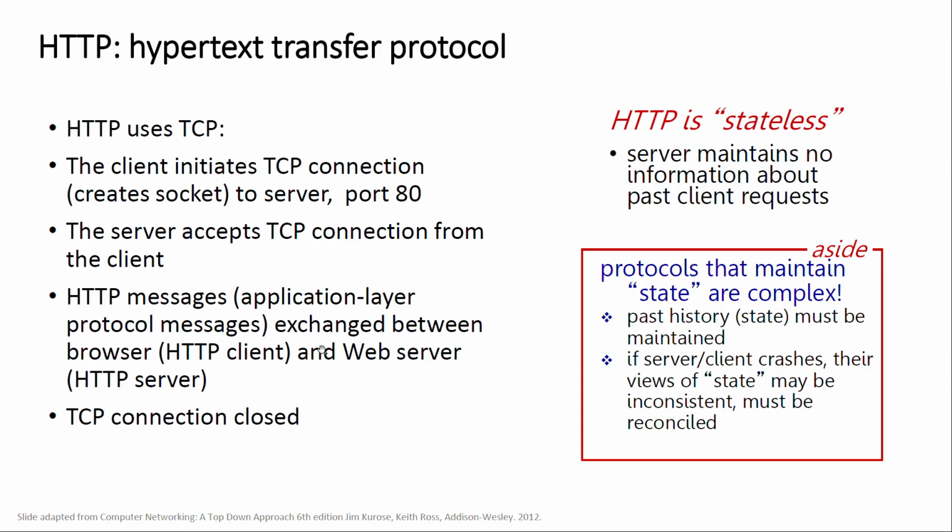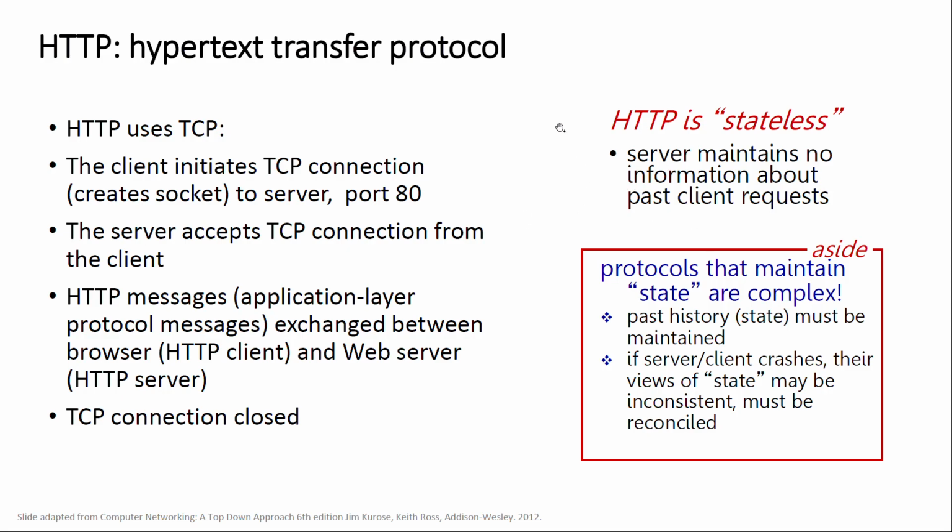We already said that HTTP uses TCP. The client initiates a TCP connection, so it creates a socket to the server, and for HTTP the default port is 80. The server accepts the TCP connection from the client. Then HTTP messages, the application layer protocol messages, are exchanged between the browser, the HTTP client, and the web server, the HTTP server. Then the TCP connection is closed. But note that since it is opened at the beginning and then closed right afterwards, HTTP is stateless. The server maintains no information about past client requests.